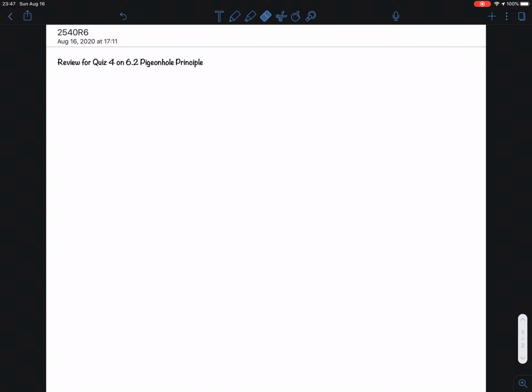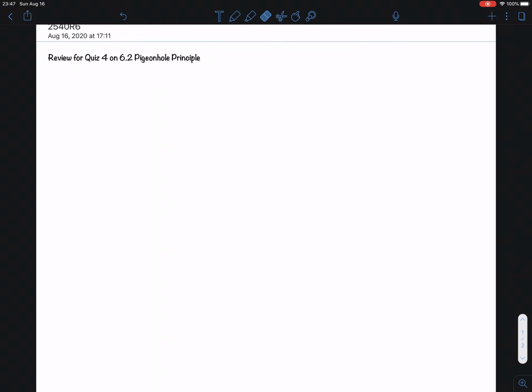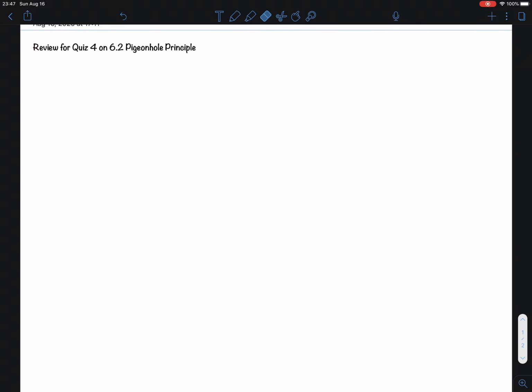All right, so let's do a review for our quiz on pigeonhole principle. Okay, so remind you again, our main formula is when we want to calculate. So this is the formula, and let me tell you what each of these things represent.